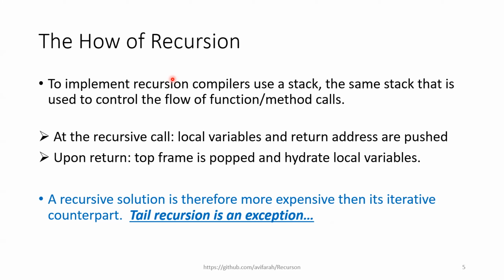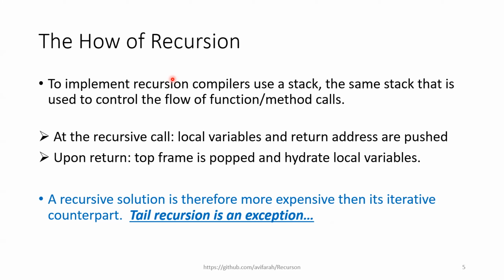At a recursive call, the compiler takes all the local variables and the return address of the method and pushes them on the stack. So now we have a big frame of the local variables and the return address. Upon return from the call, the compiler pops this frame, rehydrates the local variables, and continues right after that recursive call. Is that clear?